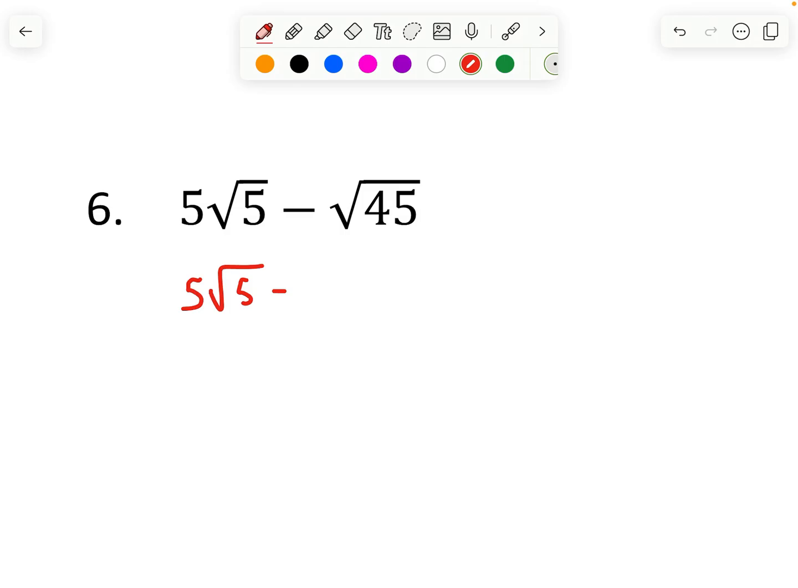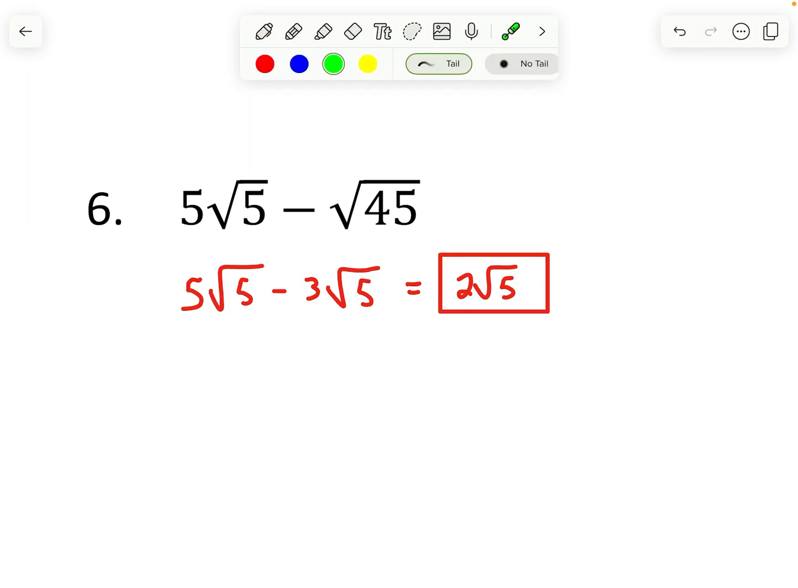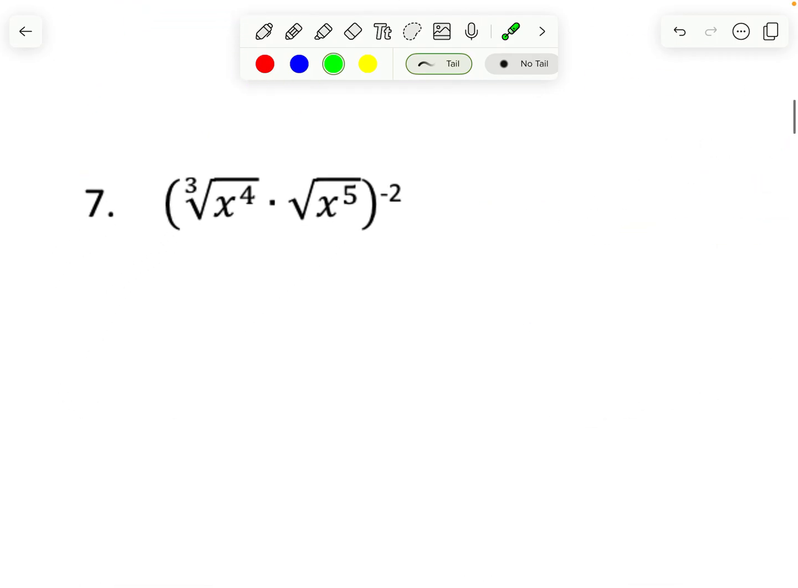So rewrite 45 as 9 times 5, which you can square root the 9 and get 3 radical 5. Subtract your coefficients and you get 2 radical 5. Notice how nothing actually happens to the square root of 5. When I add or subtract, it just stays square root of 5. It's just combining like terms really there.